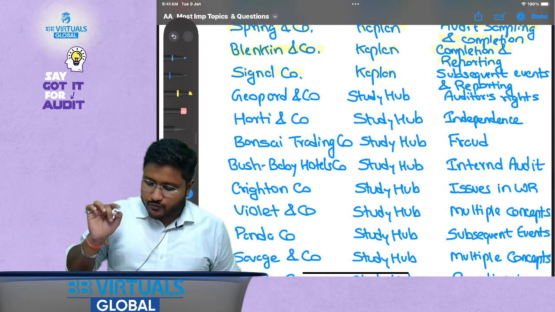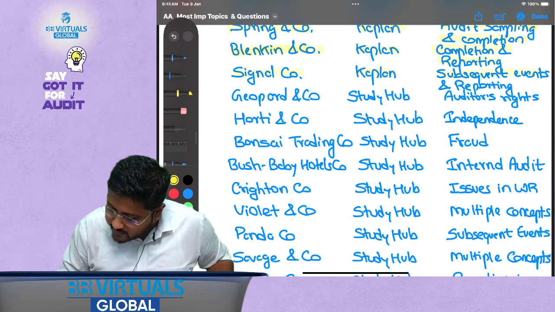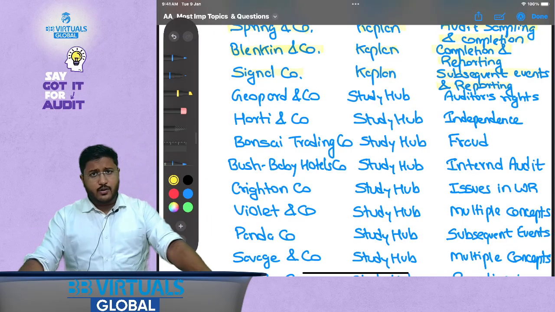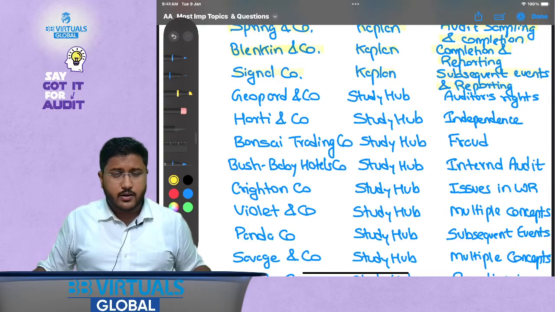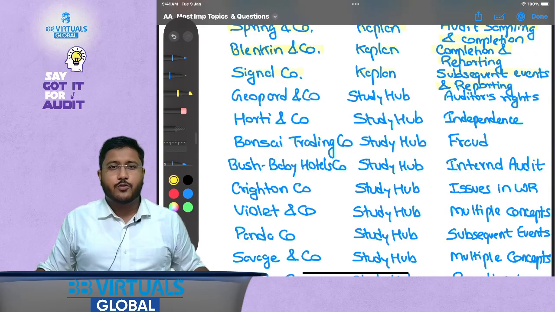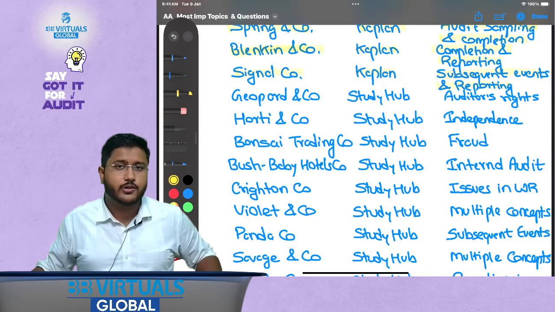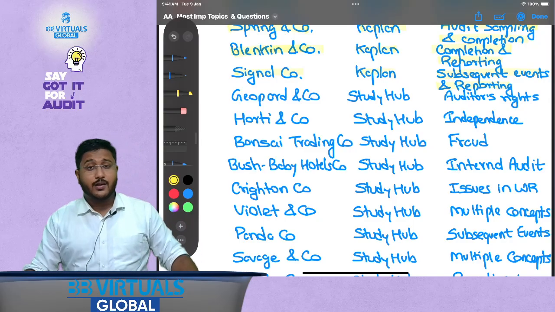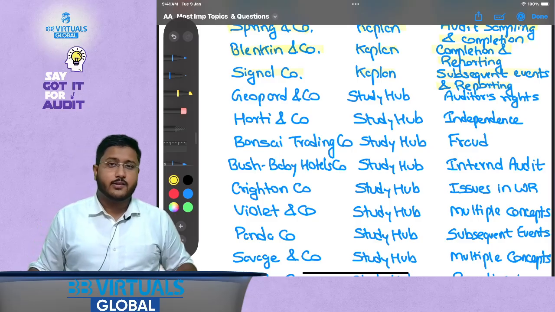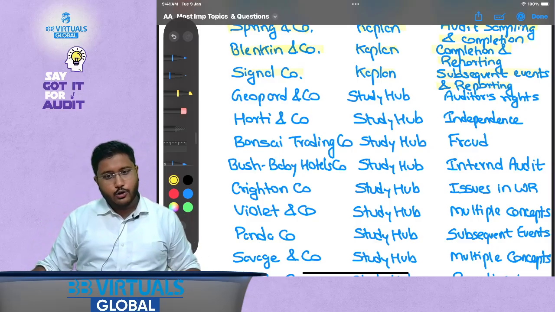Then the last question from your Kaplan, which is Signal Company, which is on subsequent events and reporting. See, subsequent events is one part which you might have studied in FR, right? But when it is tested in AA, it is tested from the point of view of how it will affect the financial statements and how it will affect the auditor's report. And therefore, this question is very important because it has a discussion on subsequent events as well as the reporting part of it. I hope this is clear.